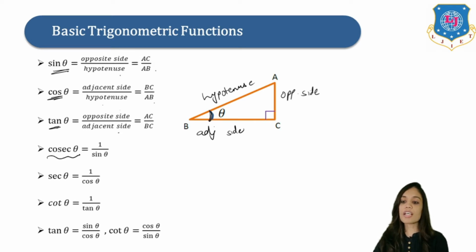Now cosec theta can be written as 1 upon sine theta. Similarly, sec theta is 1 upon cos theta. Cot theta is 1 upon tan theta. And now tan can be written as sine theta upon cos theta. And similarly, cot theta can be written as cos theta upon sine theta, fine?